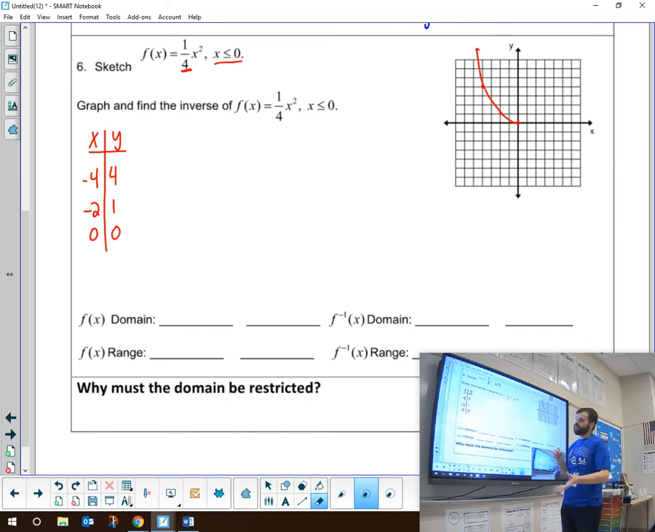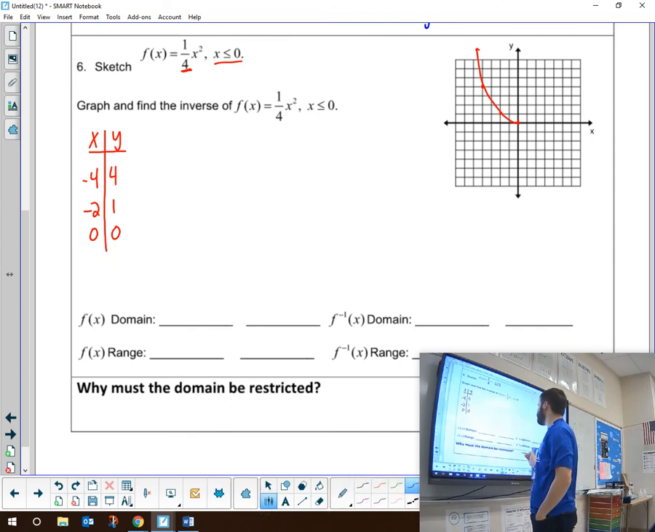Okay, so if we only care about the less than side, after we do our square root, we're going to have a minus. So let's go ahead and solve for our inverse. To solve for our inverse, we're going to switch my x and y.